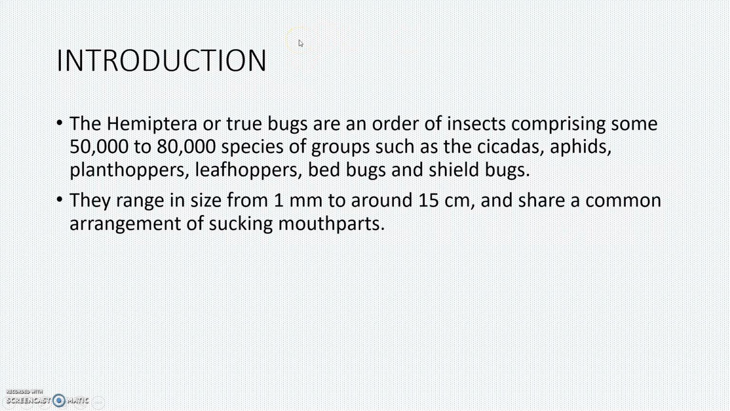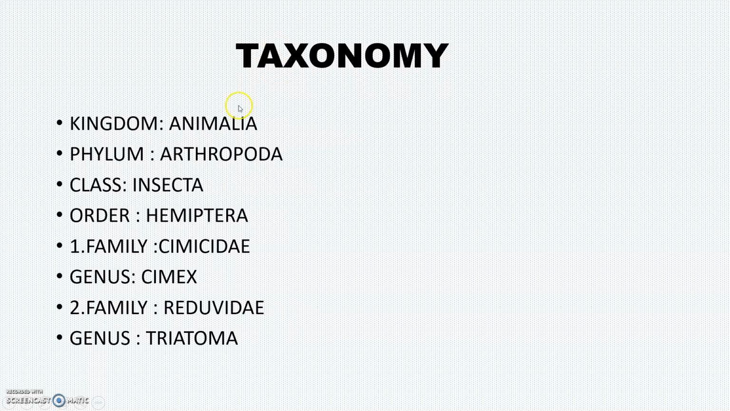So Hemiptera, or the true bugs, are an order of insects comprising some 50,000 to 80,000 species. So we'll not be dealing with all of them. We'll be dealing with only those which have veterinary importance. So the taxonomy is Kingdom Animalia, phylum Arthropoda, class Insecta, and order Hemiptera. Two families we have to study.